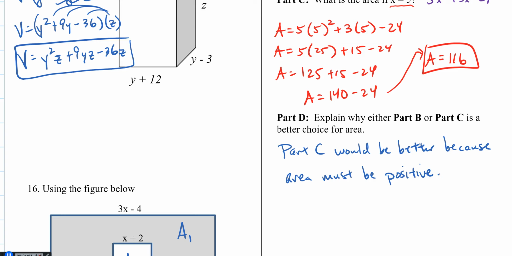And that's going to do it for the review of the polynomials unit, Unit 6.